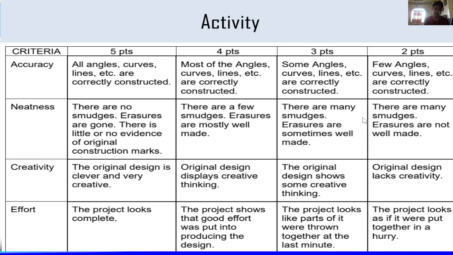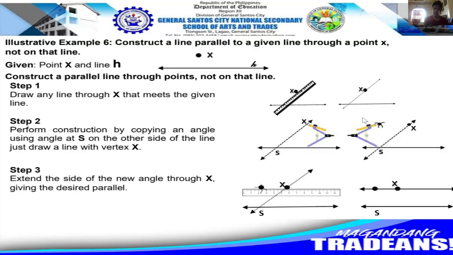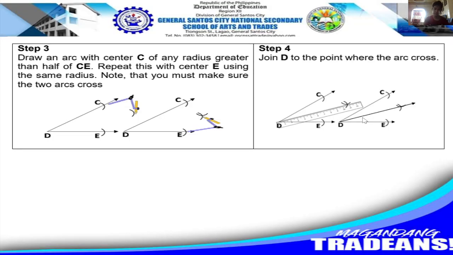20 points. Accuracy, 5 points. Neatness, 5 points. Creativity, 5 points. Effort, 5 points. Kapag ang angles, curves, lines are correctly constructed, you have 5 points. If it is very neat, no erasures, 5 points. If it is original design, creative, 5 points. And effort, the project looks complete, that is another 5 points. 4 points naman po, and 3 and 2, and yan po yung ating mga may lacking activities at saka may mga erasures. Okay? So, we'll go back tayo sa example number 2.